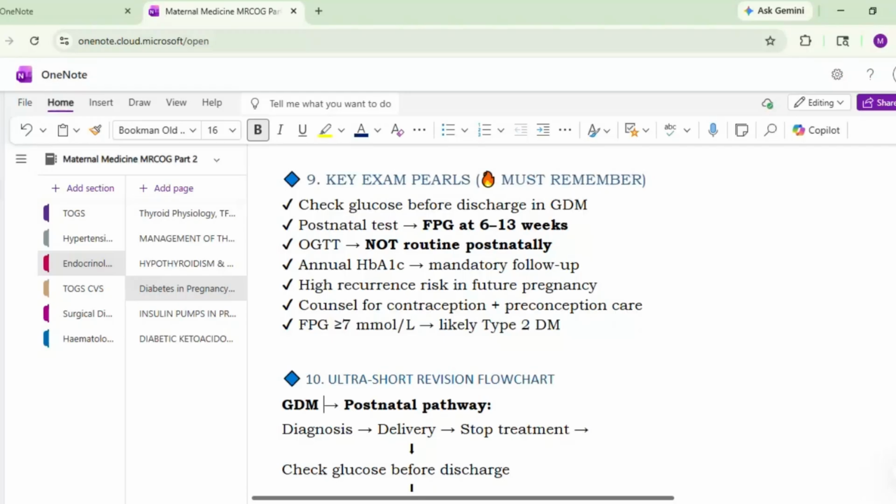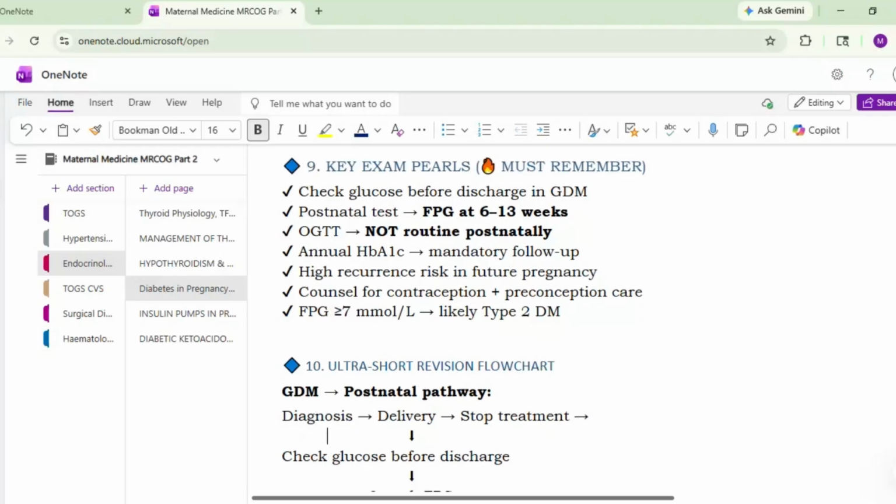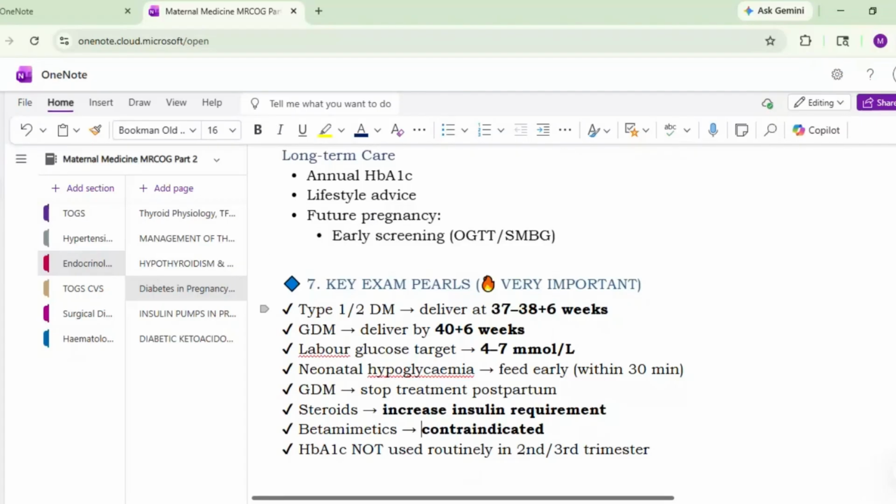Then from examination point of view, take-home messages: check glucose before discharging GDM. Postnatal test fasting plasma glucose at 6 to 13 weeks is to be done. OGTT is not done routinely postnatally. Annual HbA1c mandatory follow-up. Then high recurrence risk in future pregnancy. Counsel for contraception plus preconceptional care. Fasting plasma glucose more than or equal to 7 millimoles per liter, likely type 2 diabetes. Type 1 and type 2 diabetes mellitus, delivery time between 37 to 38.6. GDM 40.6, labor glucose target between 4 to 7 millimoles per liter, neonatal hypoglycemia. So feeding is early, that is advised within 30 minutes. GDM, stop treatment postpartum. Steroids increase insulin requirement. Beta mimetics are contraindicated. HbA1c not used routinely in the second and third trimester.